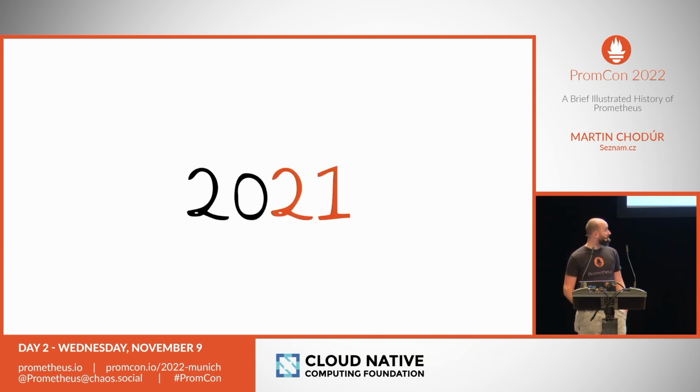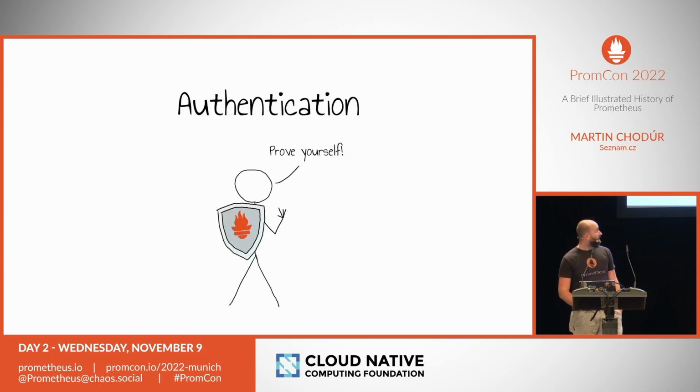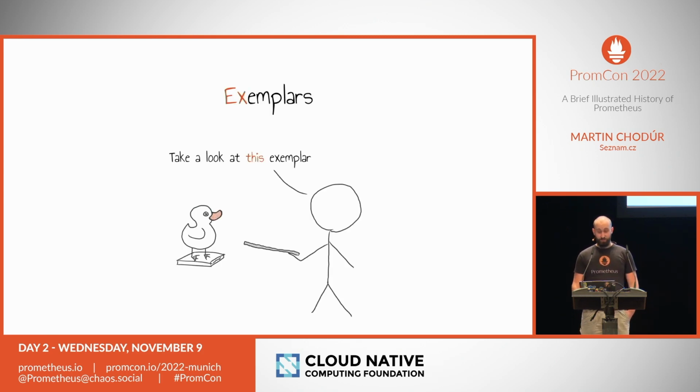And 2021. Also a long-awaited feature requested by users. Prometheus never provided any means of authentication. Always it was like you should put a proxy which will manage this in front of Prometheus and solve it another way. But the demand from users was so big that it was decided to add it. So support for TLS and basic auth was added to Prometheus. Yay. And exemplars were added.